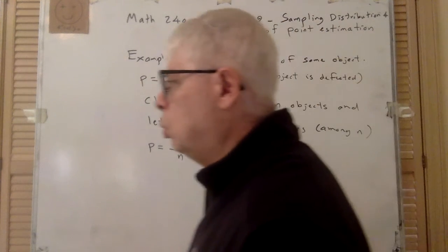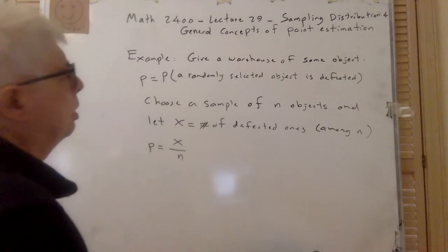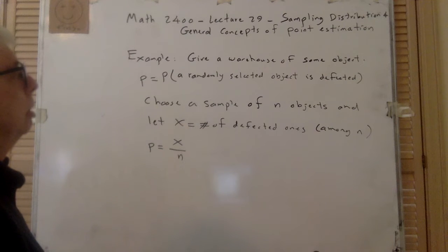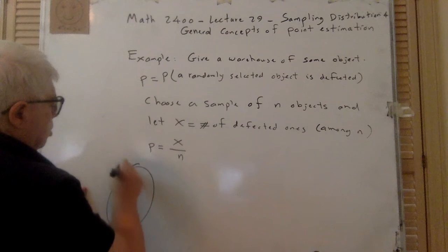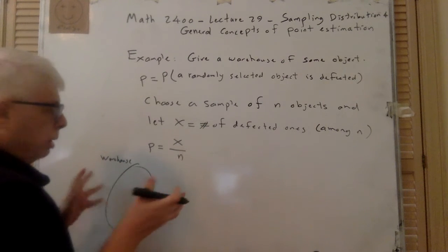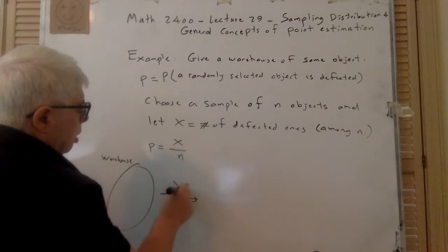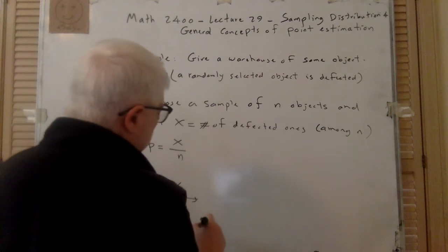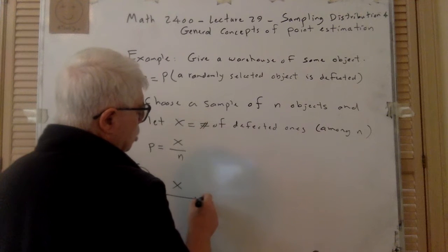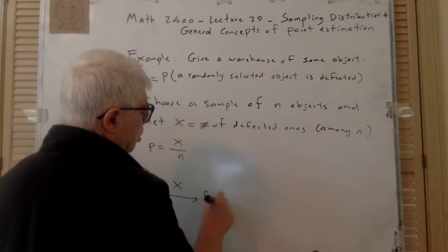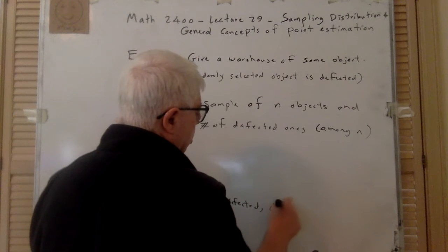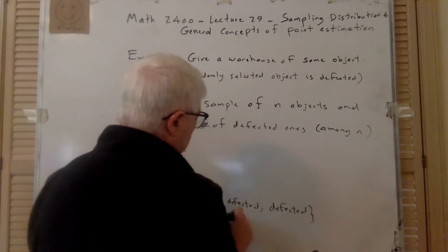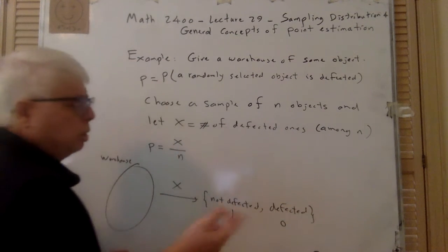Well, let's see. What do we have here? This X is in fact a copy of this. So if this is the warehouse, remember when you're sampling, you're in fact copying that. And this is a warehouse, and this is either a success or failure, not defective and defective, right? You can say that this is 0 and 1, something like that.